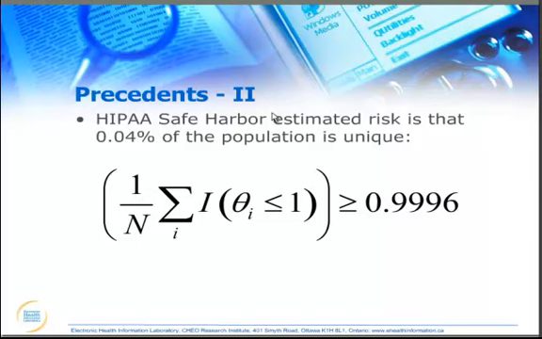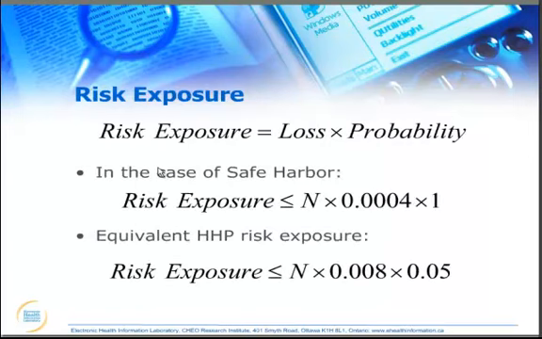So it's n, which is your population size, multiplied by this 0.004, and then the probability of that loss occurring, the probability of a re-identification occurring. Because the safe harbor analysis used uniqueness, which is essentially a probability of 1, that's essentially the risk exposure under safe harbor. An equivalent risk exposure for HHP, where the threshold is 0.05 instead of 1, would mean that you can have 0.8% of your records being high risk. So that's our alpha value.